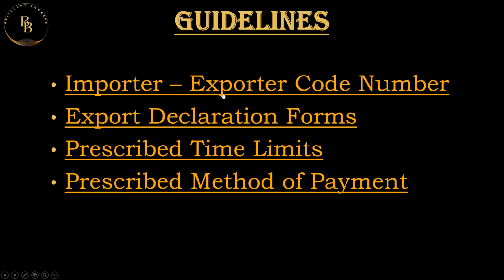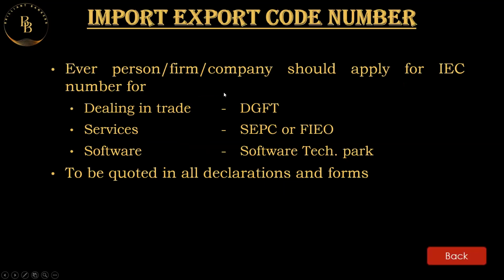The first thing is the importer and exporter code number. Every person, firm, or company that is engaged in the export or import of anything should have an IEC number, that is an import export code number. It is a unique registration number for international trade, which is to be quoted in all the declarations and forms in their export and import operations.